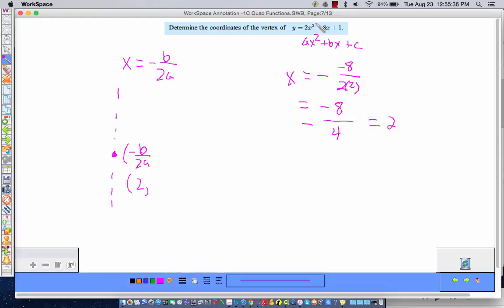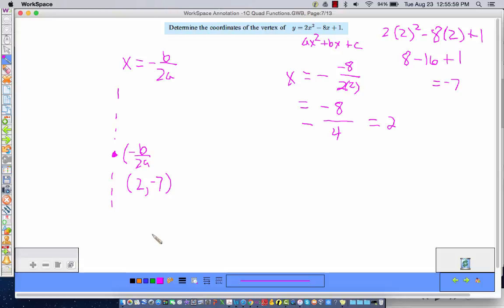And to find the y-coordinate, I just need to substitute back in here. So that would be 2 times 2 squared minus 8 times 2 plus 1. So 2 squared is 4 times 2 is 8, minus 16, plus 1. Negative 8 plus 1 is negative 7. So the coordinate of my vertex is (2, -7).